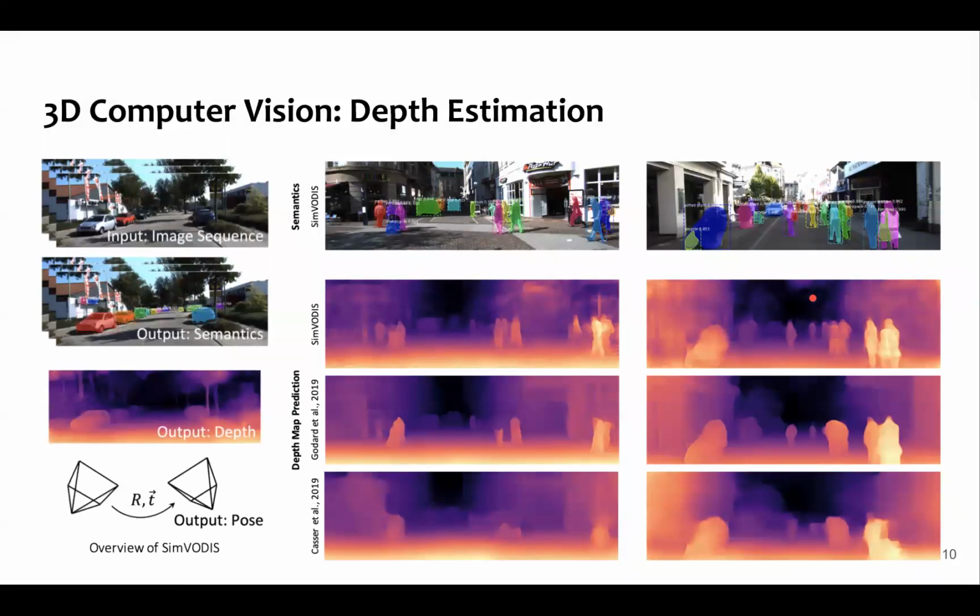All right, another example of 3D computer vision is we input some image sequences, and this algorithm estimates the depth map like this. So by just looking at this RGB image, my algorithm can detect how far these objects are. And it can also detect some objects like this.